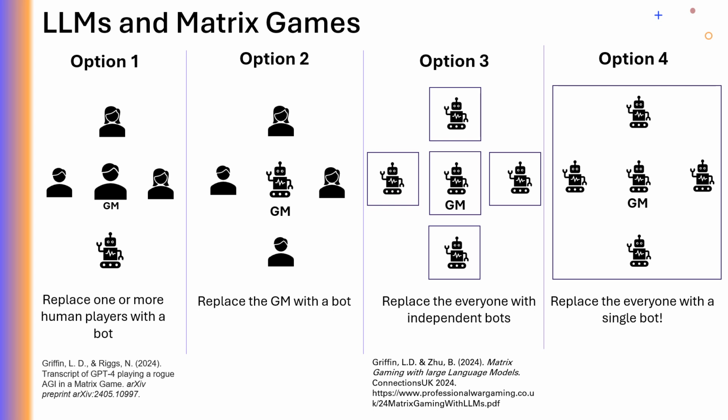When we think about how we might want to use large language models within Matrix games, there are probably four different options. The first one is we can just try and replace one of the human players with a bot. And that's already been done. There's a paper by my colleague Nick Riggs and Griffin, linked in there, that shows an experiment where they did that. They didn't bother to tell the human players.